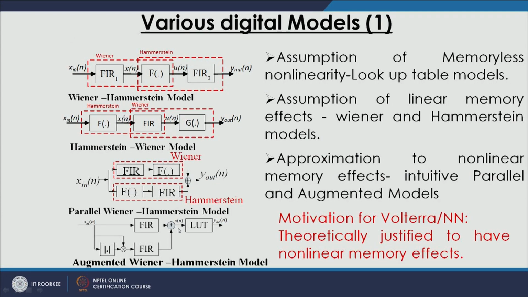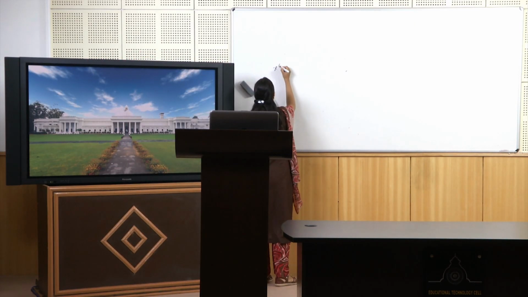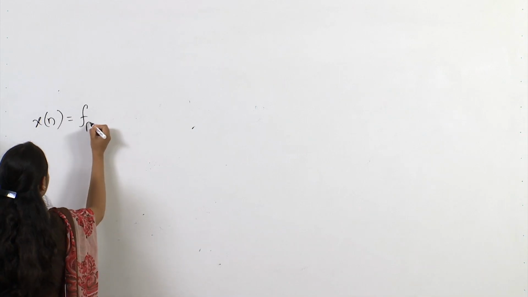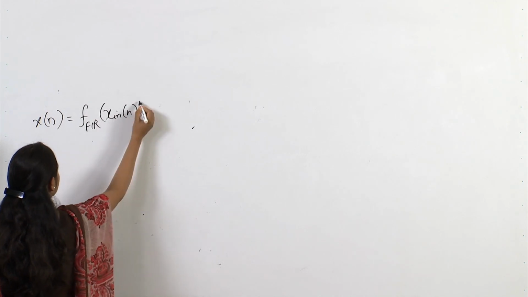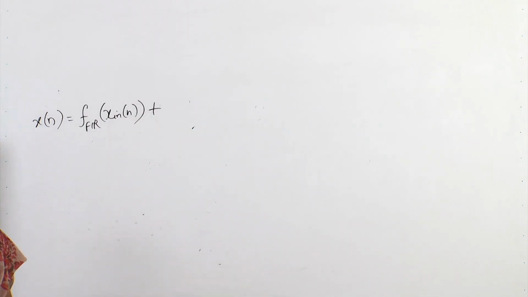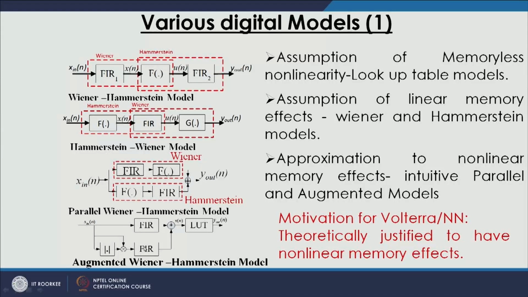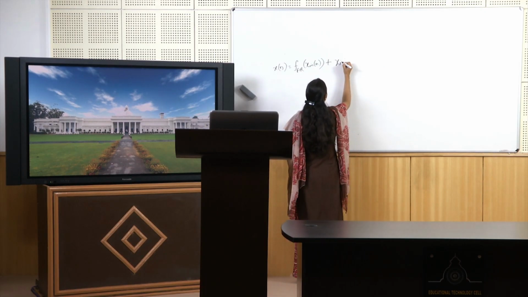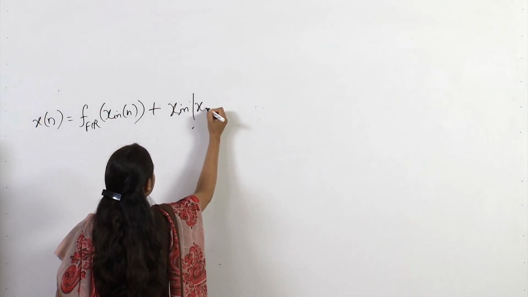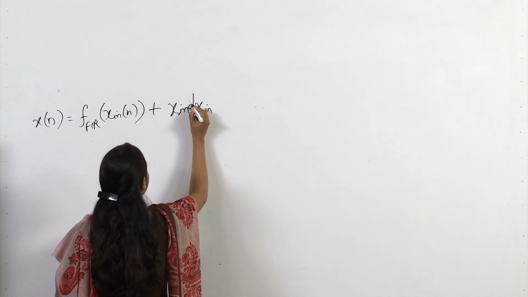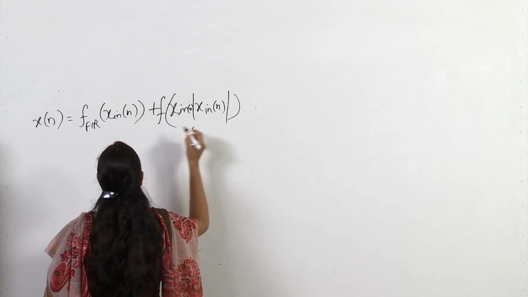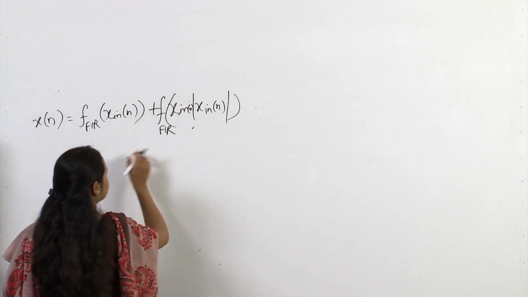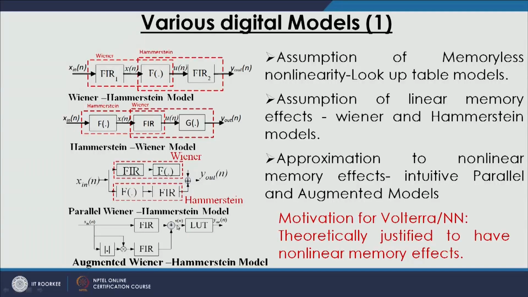method, this x n is what? X n is equal to function of FIR filter x in n, plus the parallel branch. This branch is basically x in multiplied with absolute of x in, and this is what is being applied to function of FIR filter, right. So, this is the x n we are getting here, which will be applied to LUT.